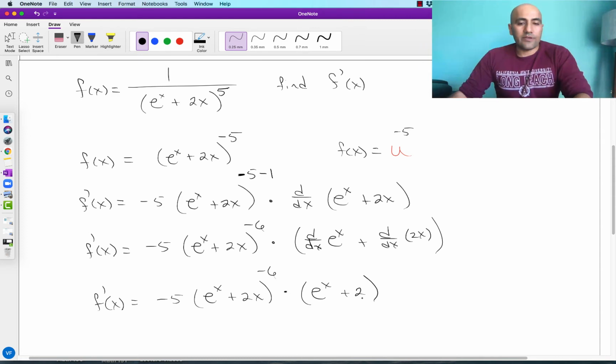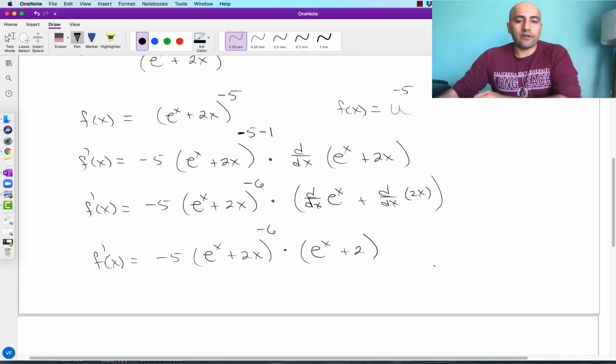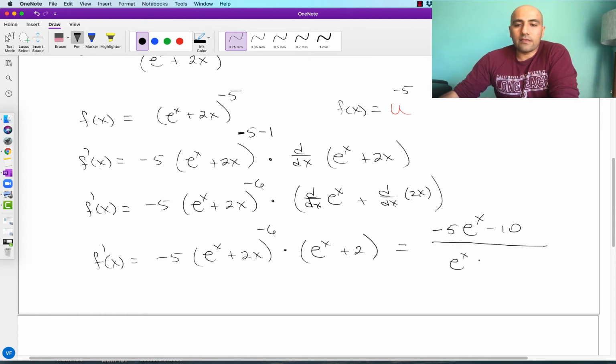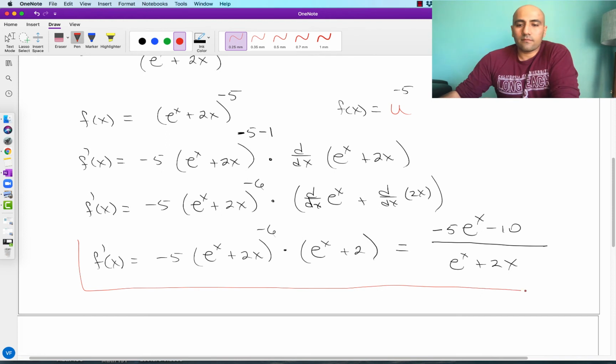Good. All right, so now we can just simplify that a little bit. We're done with the derivative part. We can just say that this term and this term are in the numerator. To get rid of the negative in the exponent, we bring it underneath the fraction. So this will be minus 5 e to the x minus 10, distributing the minus 5 and the e to the x plus 2. All over, and then we have e to the x plus 2x in the denominator. So that'll be our final answer. Oops. Don't forget that all of this is raised to the power of 6. That's our final answer.